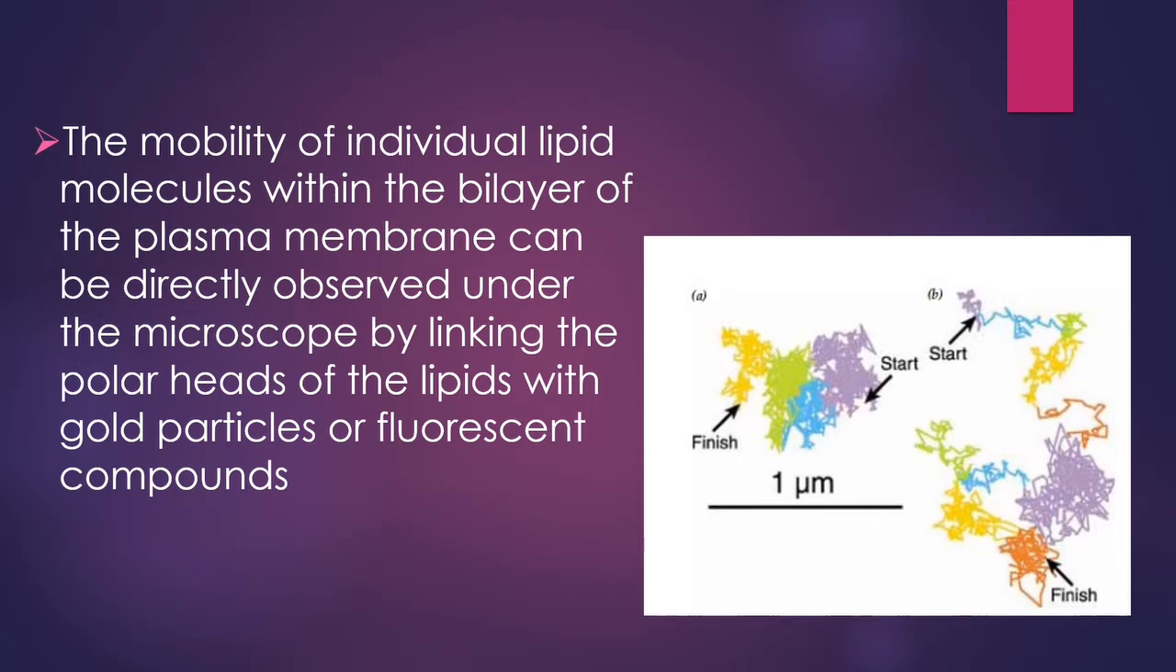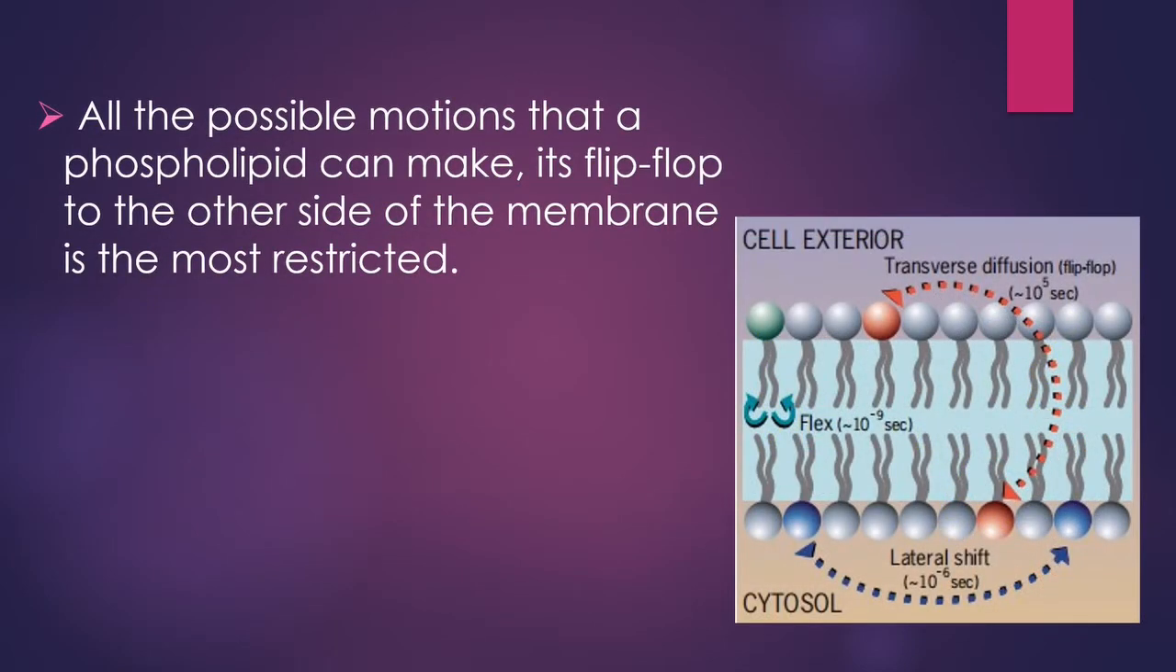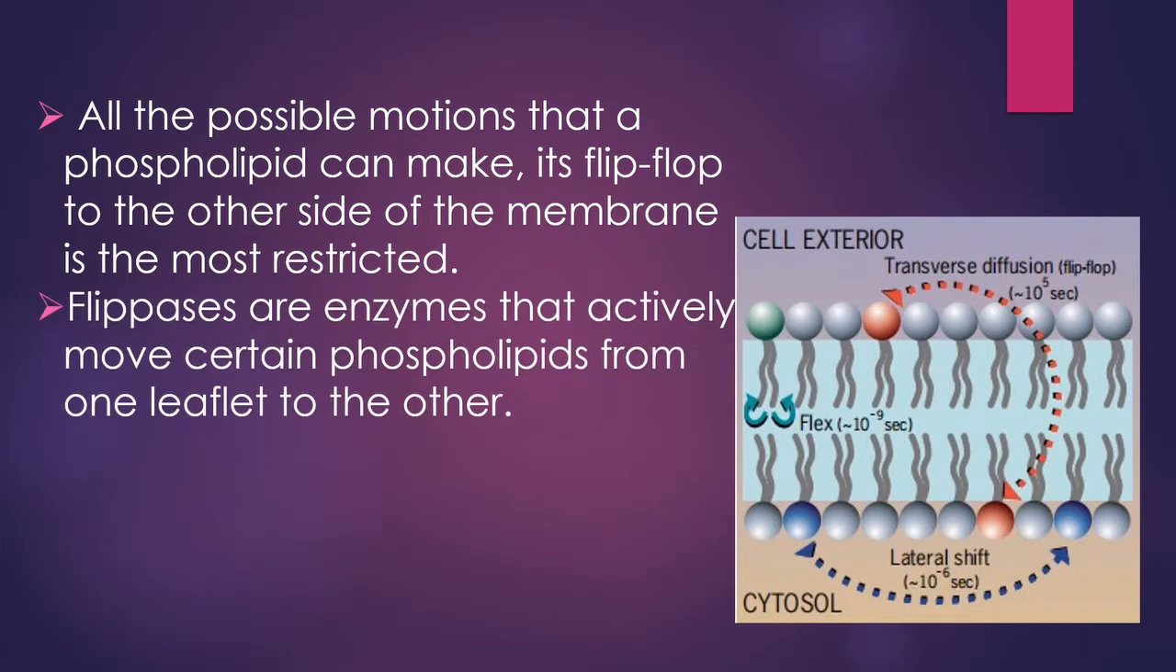to days. What you can see in the picture are all the possible motions that a phospholipid can make. Its flip-flop to the other side of the membrane is most restricted. This finding is not surprising. For a flip-flop to occur, the hydrophilic head group of the lipid must pass through the internal hydrophobic sheet of the membrane, which is unfavorable. Flippases are enzymes that actively move certain phospholipids from one leaflet to the other.